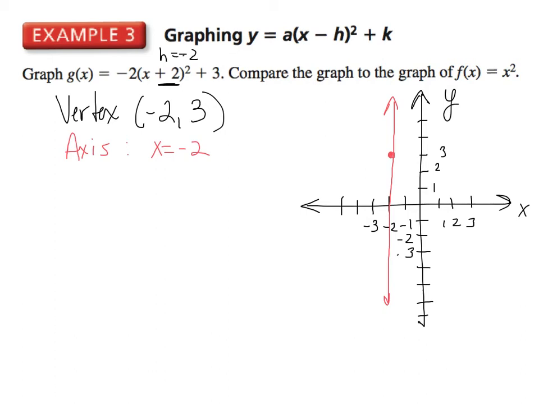All right, so now I'm going to pick two values. I'm going to pick my easy values. So I'm going to pick, let's see, we know negative 2 is 0. So I'm going to pick negative 1 and 0. So negative 1. Negative 1 plus 2 is 1. 1 squared is 1. Times negative 2 is negative 2 plus 3 is 1. So that means negative 3 should also be 1. If I plug in 0, that gives me 2 squared, which is 4, times negative 2, which is negative 8, plus 3, which is negative 5. So that means both of these are going to be negative 5.